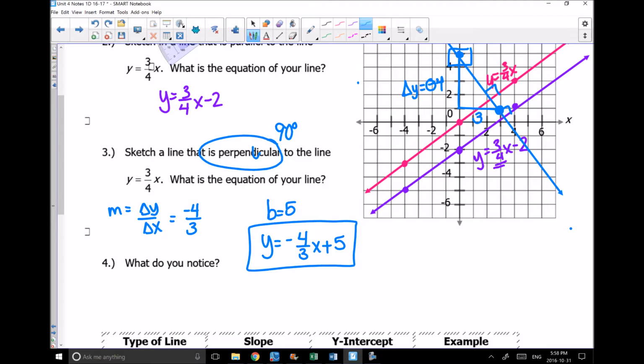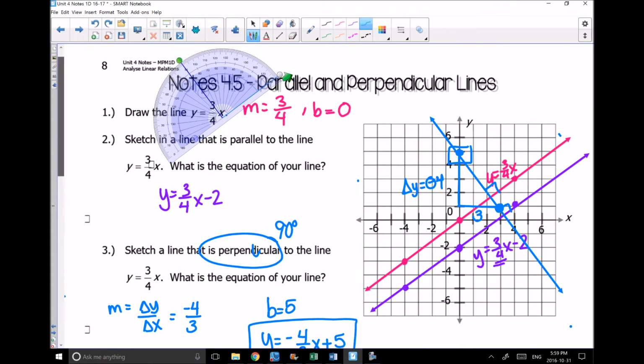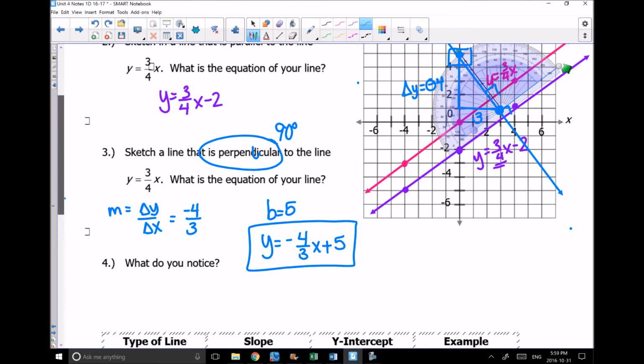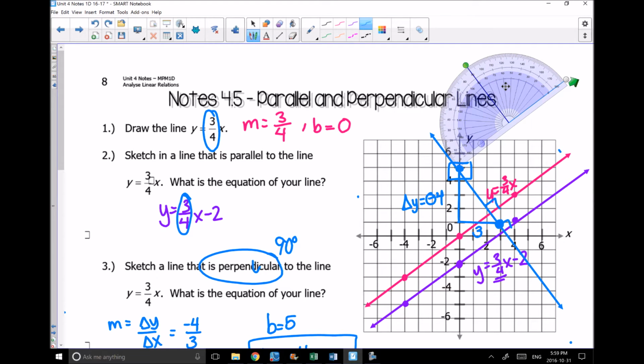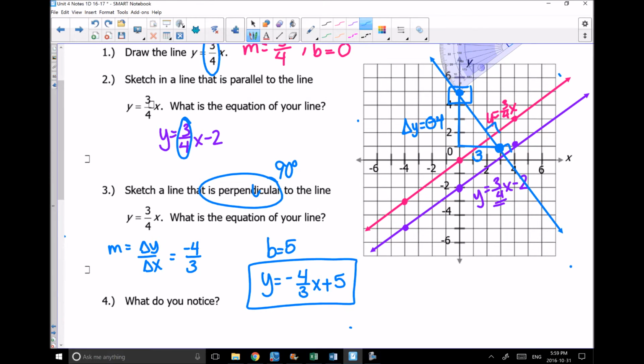Now, hopefully you noticed this in today's lesson, that the original line had a slope of 3/4, and the parallel line also had a slope of 3/4. So when we have parallel lines, their slopes are going to be the same. And that should make sense to you because they rise and they run by the same amount each time. When I have perpendicular lines, they have to flip. So we're going to have the reciprocal right here. And it's always also going to be the opposite sign, which should make sense again because in order to get perpendicular lines, if one goes up, the other one has to go down.